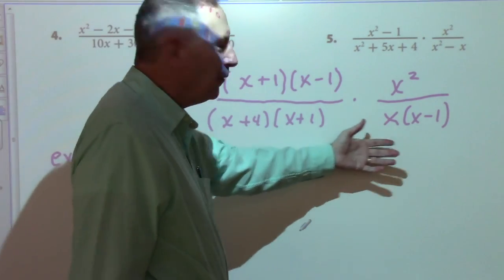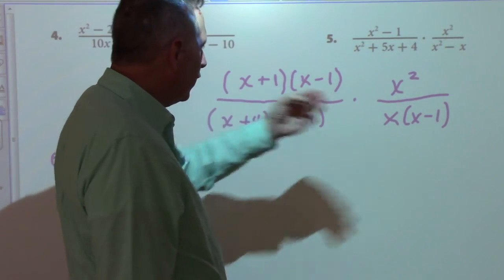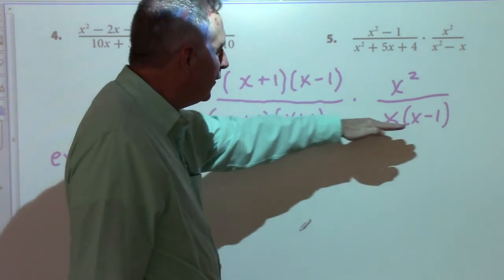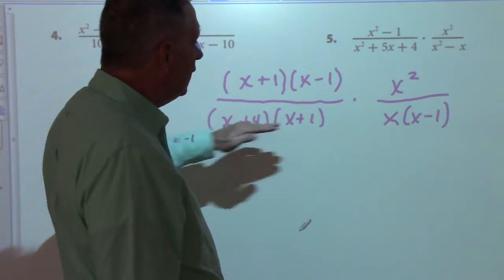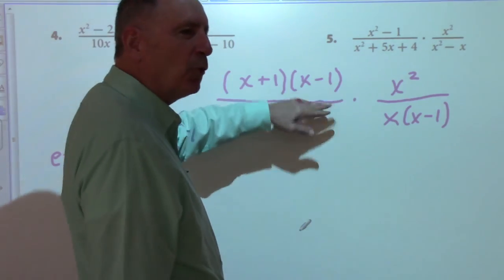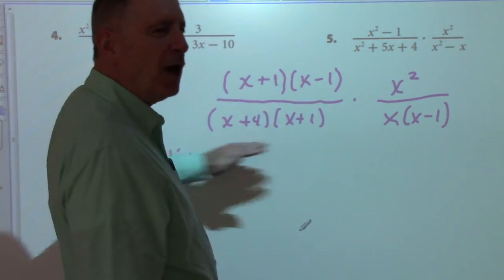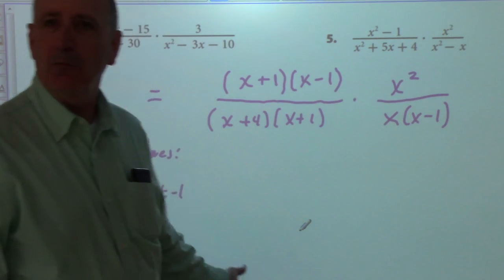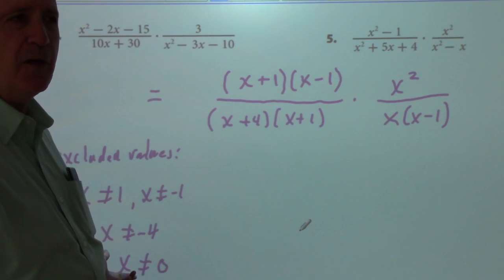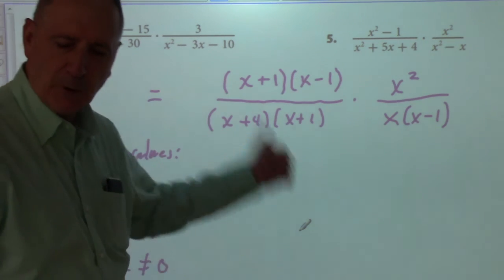This is part of the zero factor property. When you multiply all these together, any one of these factors being equal to 0 makes the whole denominator 0. So that's why x cannot equal 0 also. Does that make sense? Yeah, sure. Okay, good job.